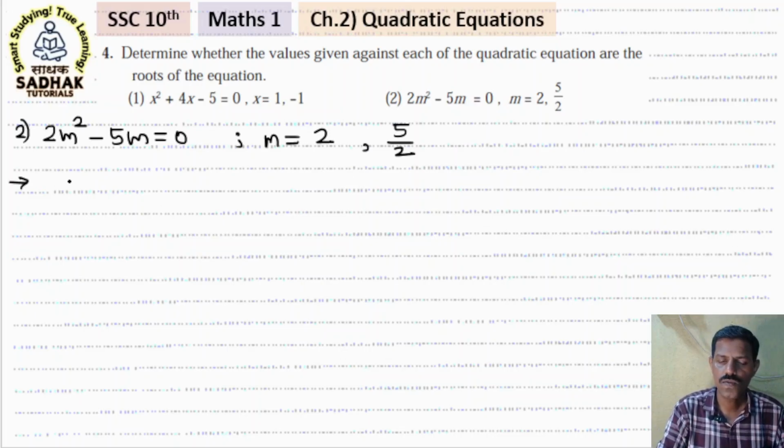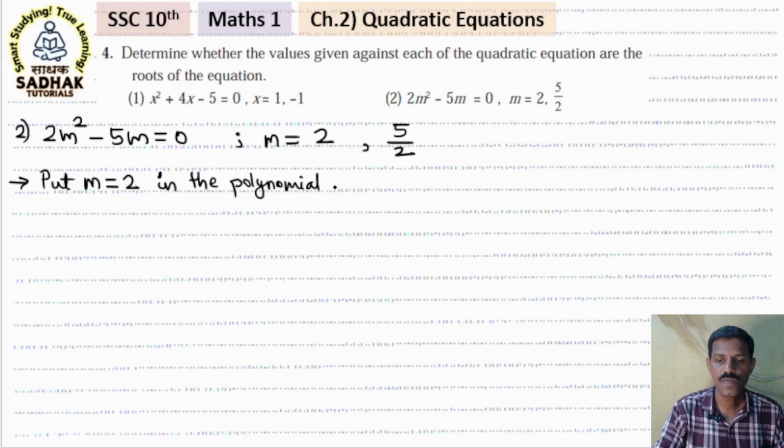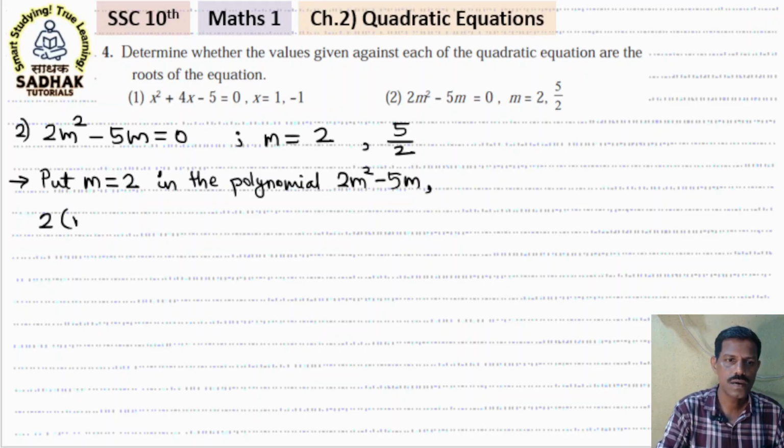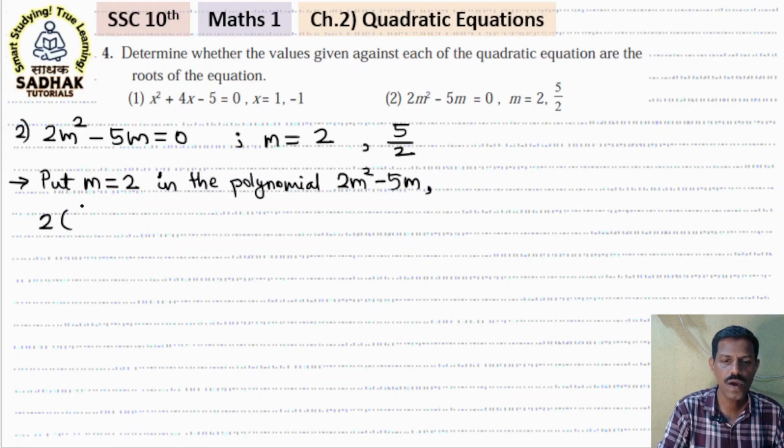Fine. So for the first value, we will put m is equal to 2 in the polynomial. And this polynomial is 2m square minus 5m. So let us put 2 in place of m. So we will get 2 bracket, here instead of m we have to put 2 raised to 2, minus 5, and now instead of m again we have to put 2.